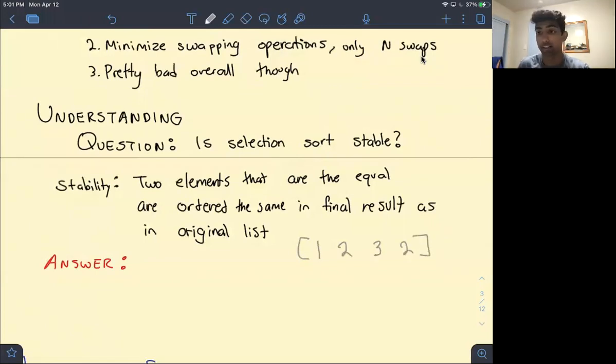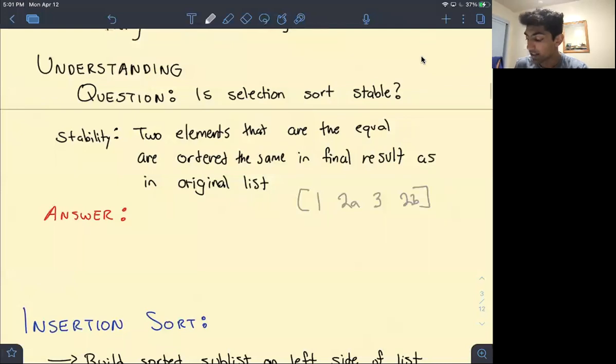okay, let's say that we have this following array. Notice that these 2's are equal. So what I'm going to do is call this one 2a and this one 2b to denote that 2a comes before 2b. If we can ensure that after we sort this array, 2a comes before 2b, then that sorting algorithm is stable. Okay, that's the definition of stability. If we have two equal elements and they're ordered the same in the final result as in the initial list, and we can guarantee that, that means the sorting algorithm is stable.